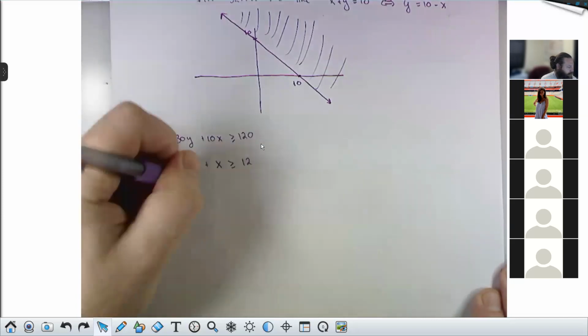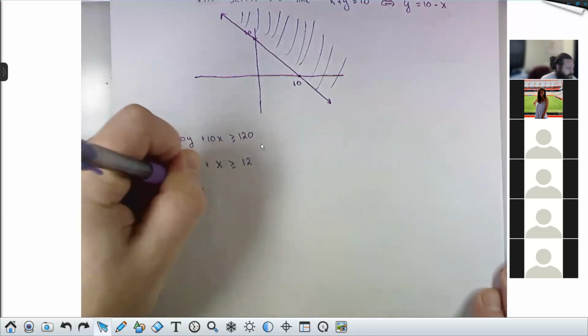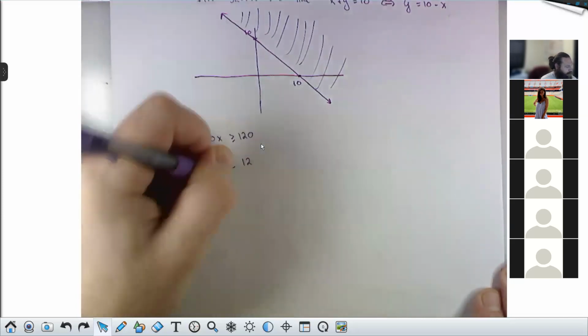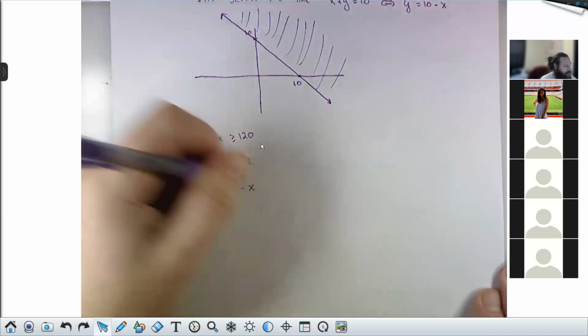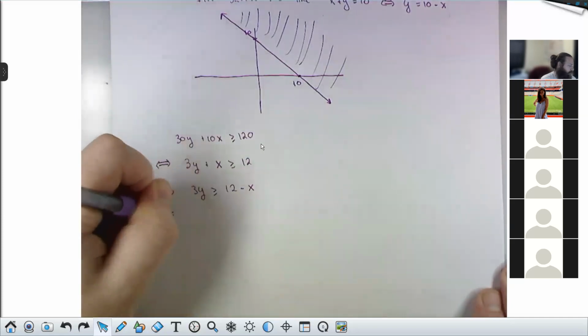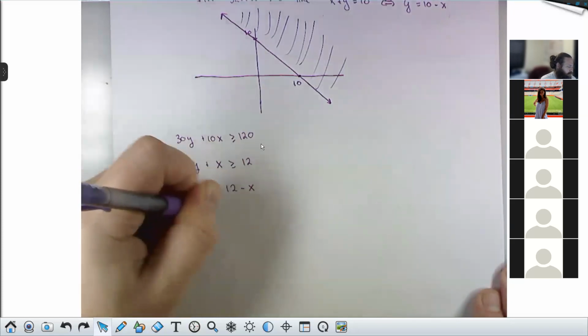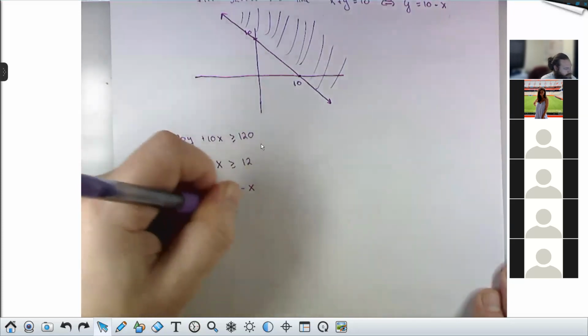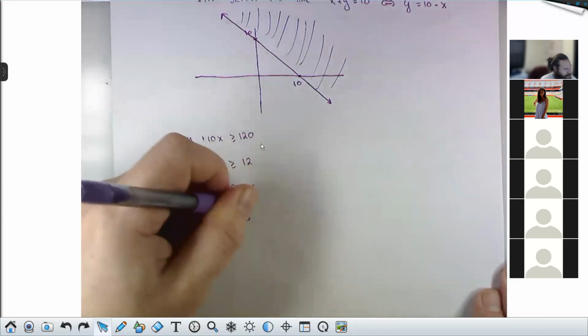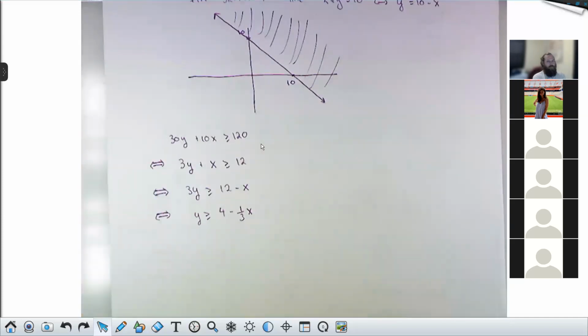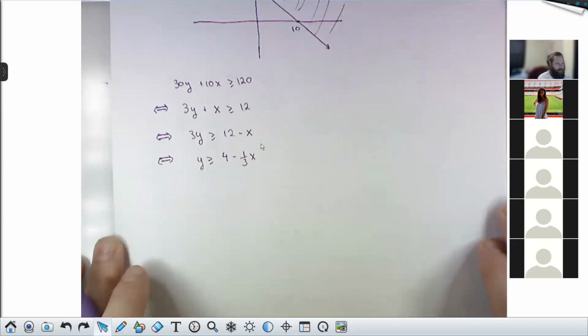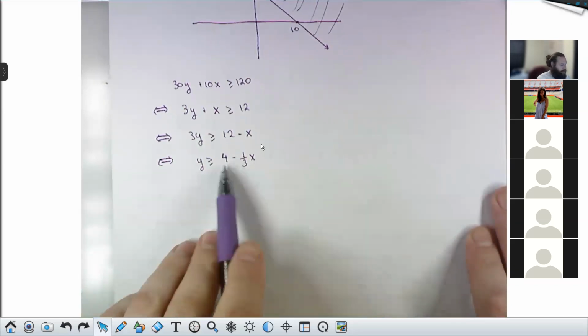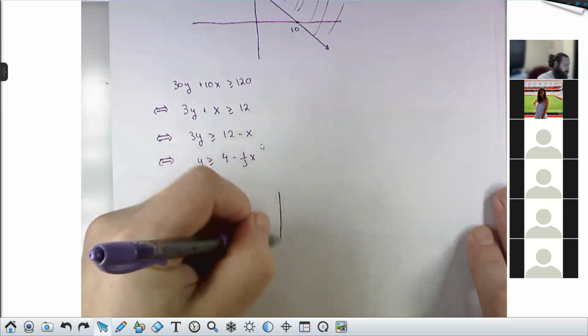And then I can solve this for y. This is the same as saying 3y is greater than or equal to 12 minus x. And that's the same as saying y is greater than or equal to 4 minus 1/3 x. That last step there is just dividing everything by 3 or multiplying both sides by 1/3, however you want to think of it. So this is a line whose slope is -1/3 and whose y-intercept is +4.